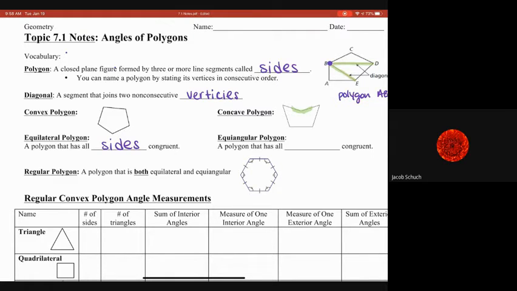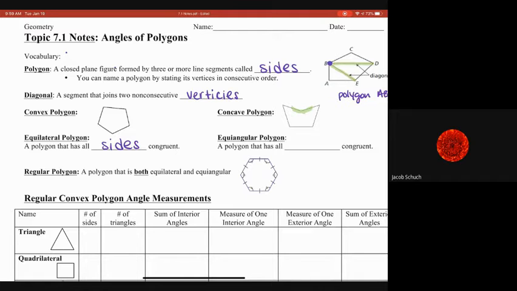A great example of an equilateral polygon would be a square. Or actually probably the image that pops into your head for most of the shapes. Like if I say octagon, you probably think of a stop sign. That's technically an equilateral polygon. Then equiangular, what does that mean?